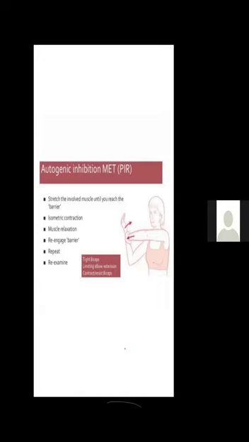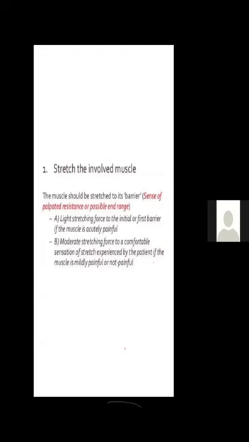Now talking about autogenic inhibition. Autogenic inhibition MET is also called post-isometric relaxation. What are the steps under it? First thing is stretch the involved muscle until you reach the barrier. Then isometric contraction. Further, there is muscle relaxation. Re-engage the barrier. Repeat and re-examine.